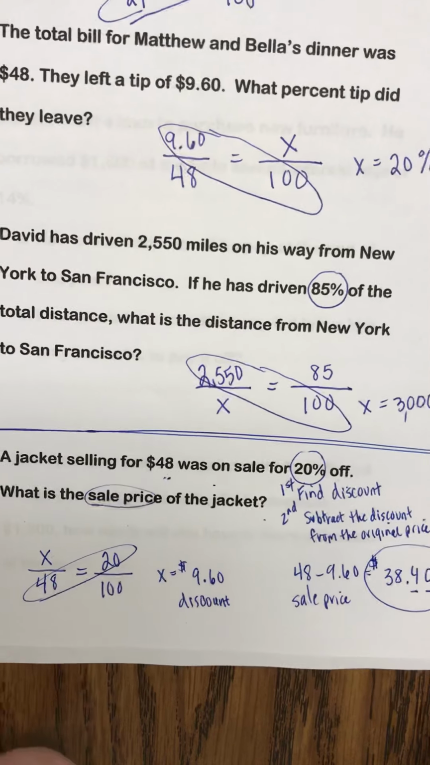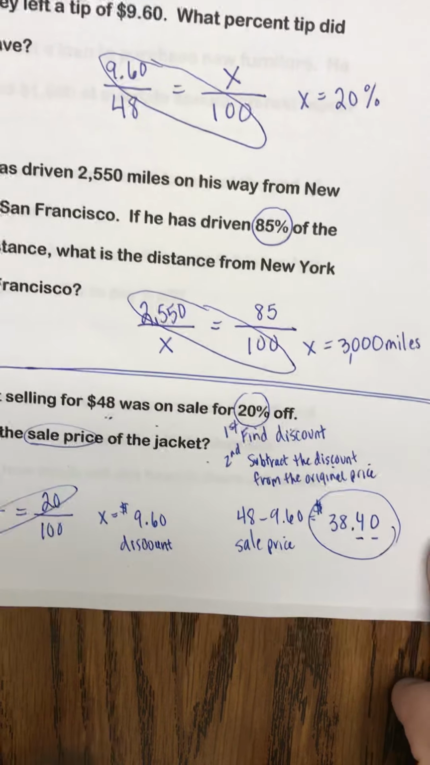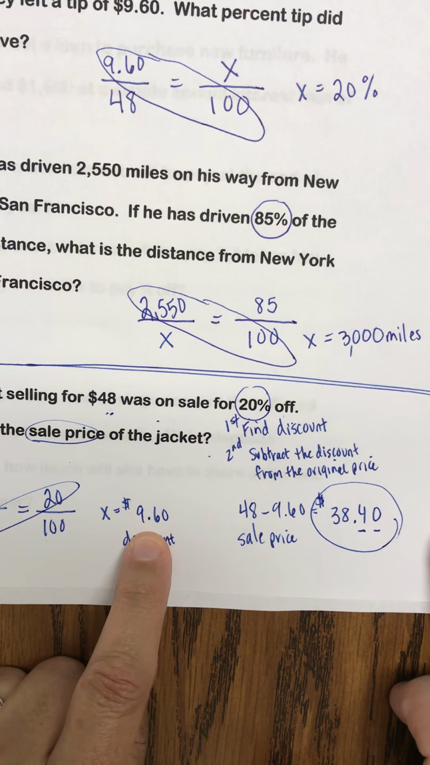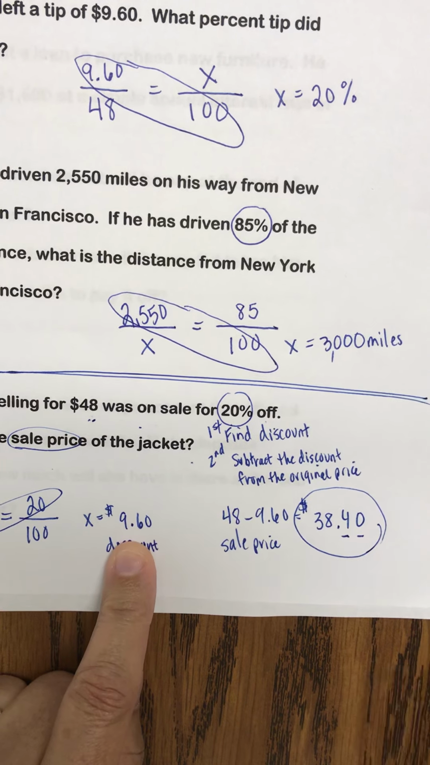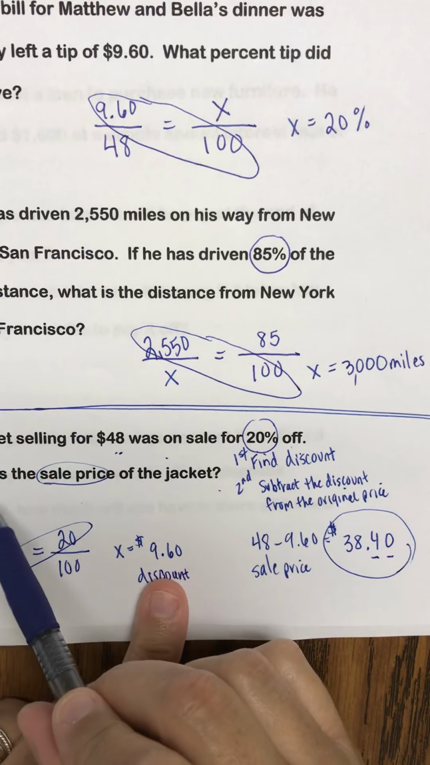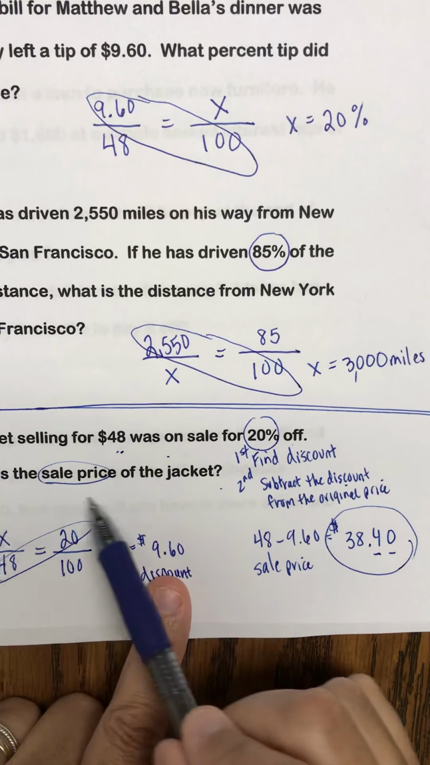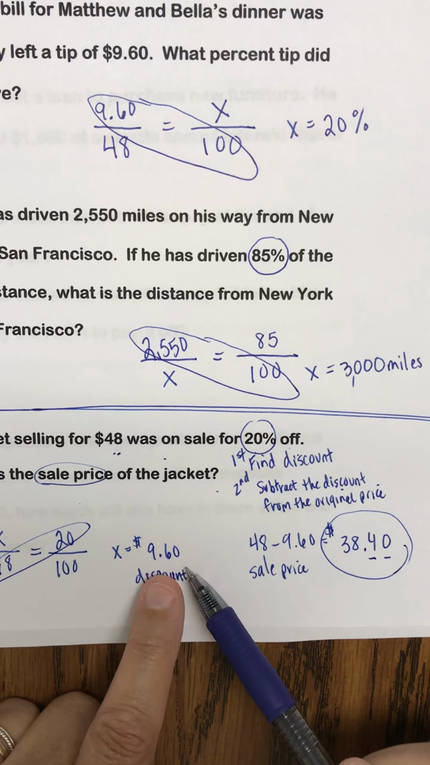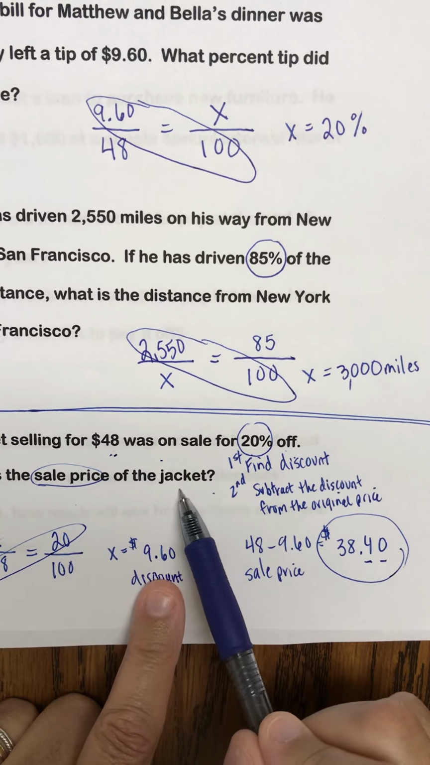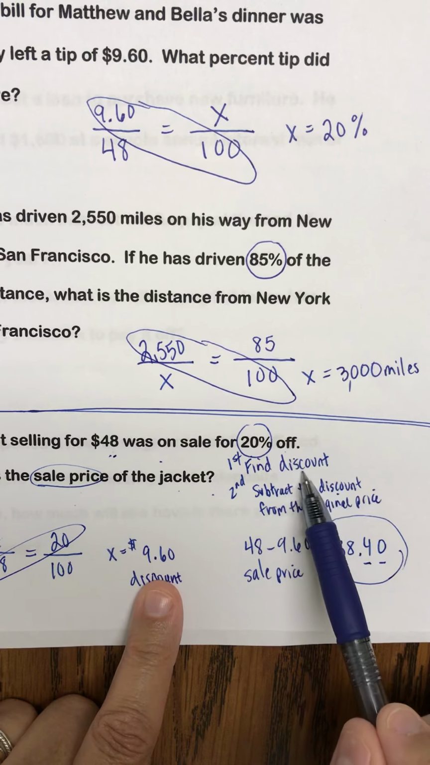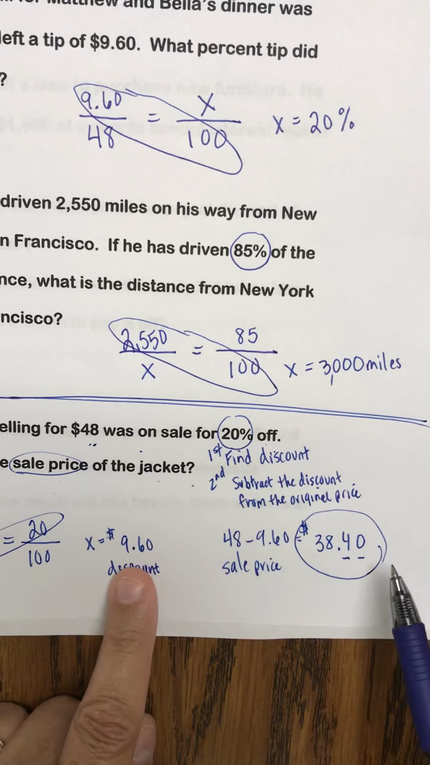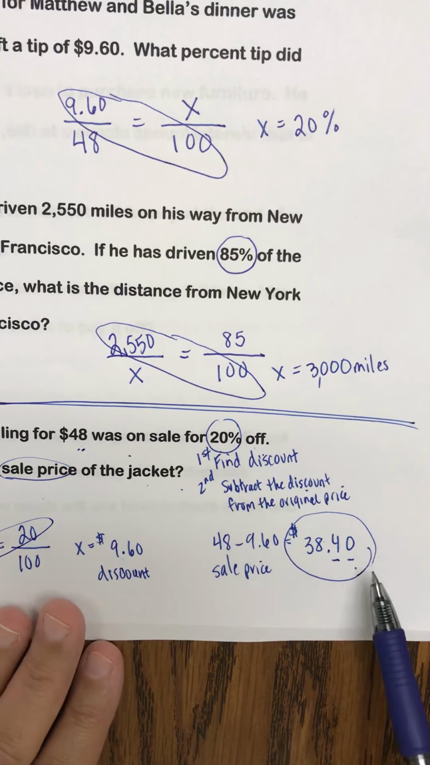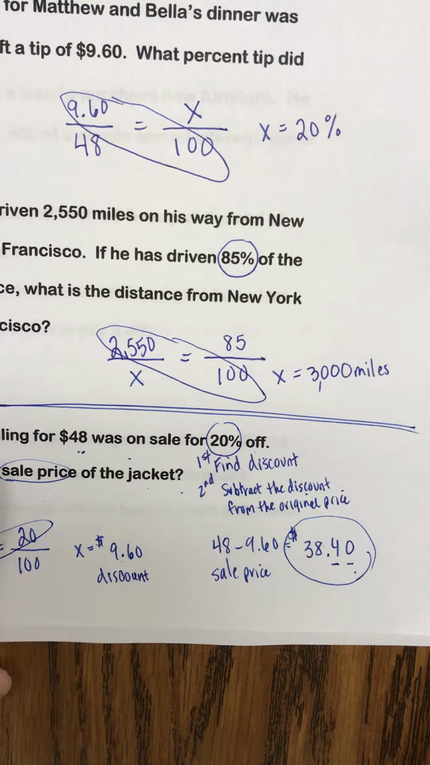So this problem required an extra step. And I promise you, when it comes to GED multiple choice answers, this one right here is going to be one of the answers. So you have to be careful and go back and reread your problem and make sure that you've answered the question. Because $9.60 is not the sale price of the jacket. That is just the 20% discount. So you want to make sure that you find a sale price, and when you do those multiple choice, they're going to have both in there. So it'll be tricky, and you got to make sure you do choose the right one.